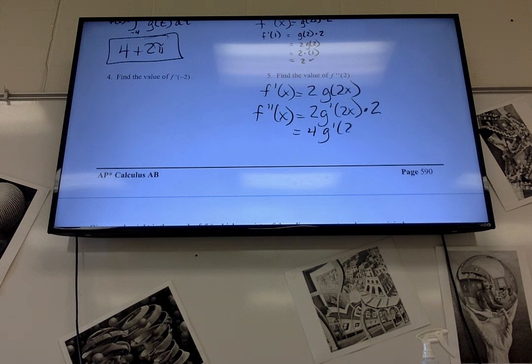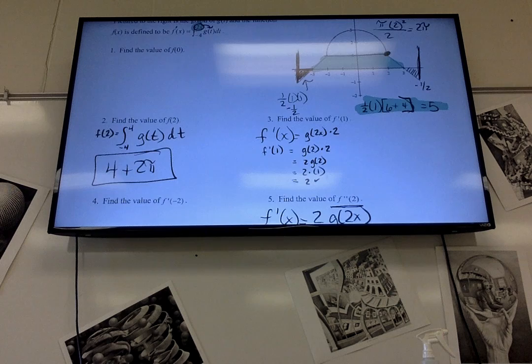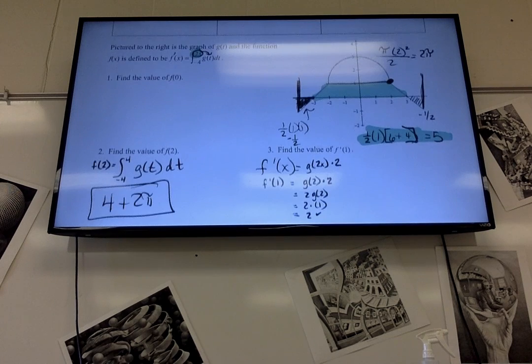So we're trying to find f double prime of 2. So 4 g prime of 4 is equal to 4 times negative 1. G prime of 4 is the slope.